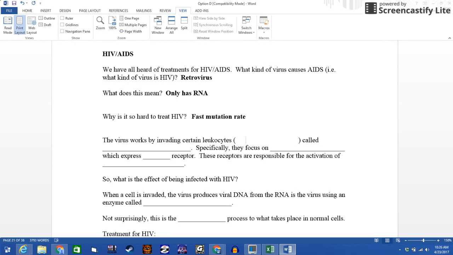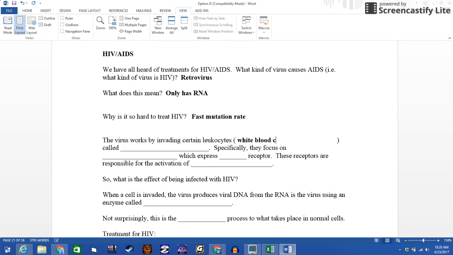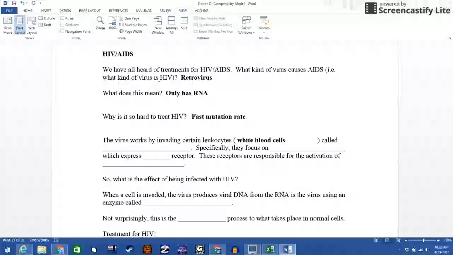So how does the virus work? The virus works by invading certain types of leukocytes. Leukocytes, by the way, are white blood cells. Those white blood cells are called T helper cells. There are lots of different kinds of white blood cells, but the ones that we care most about are T helper cells. It's capital T.